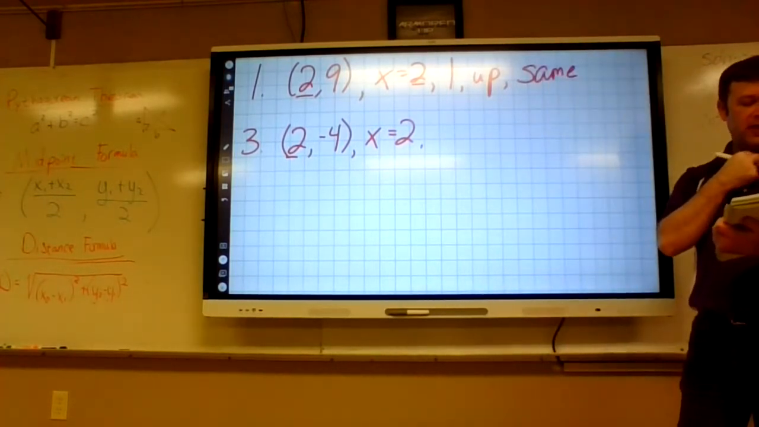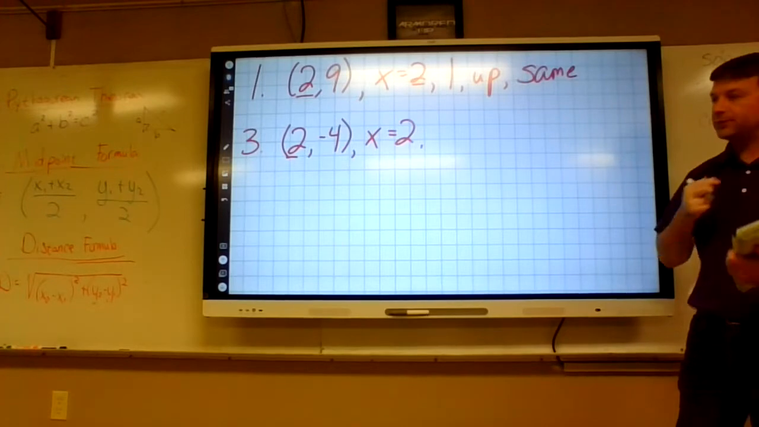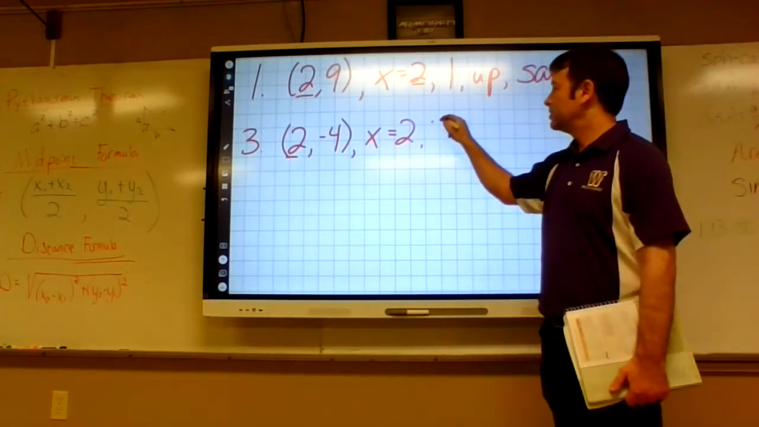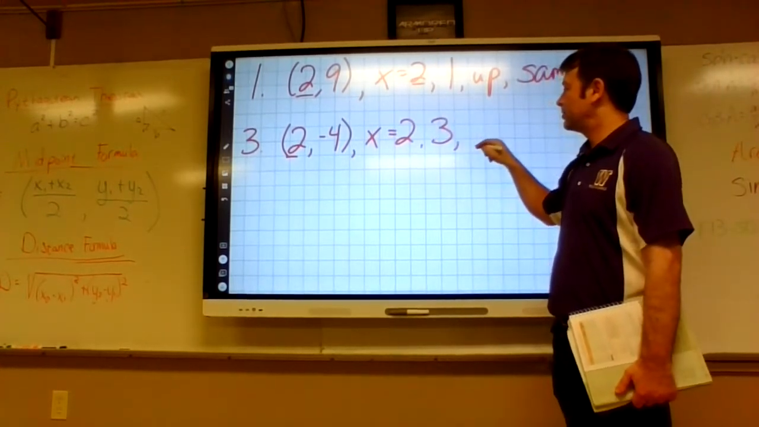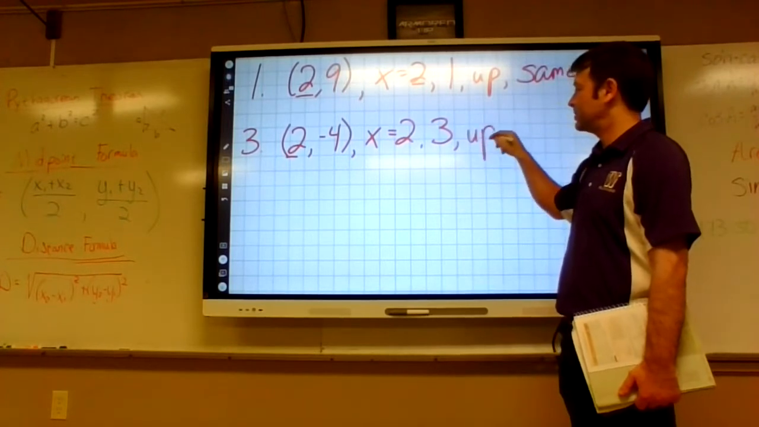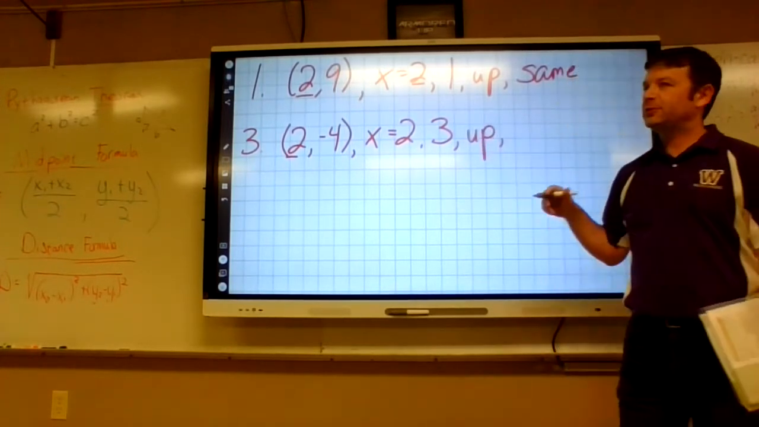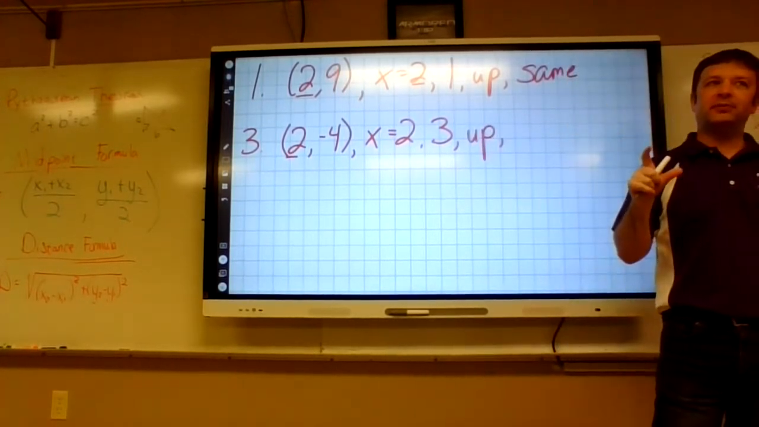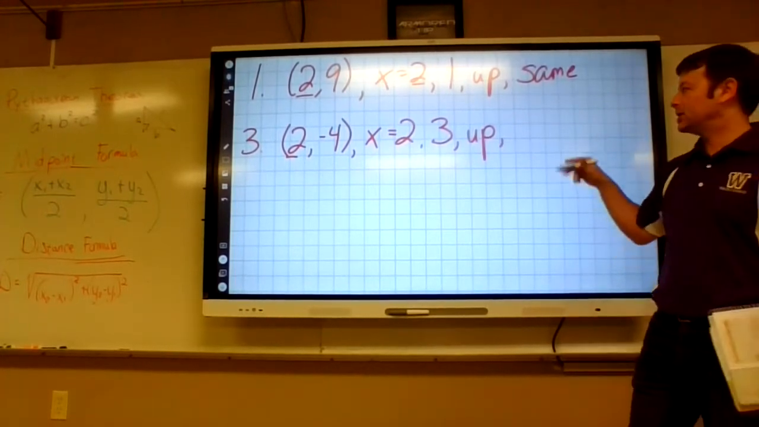What is the a value, the number on front? 3. Is that going to make the graph go up or down? Up. If it's positive, it's going to go up. And if it's positive 3, is it going to go up steeply? Steeply, yeah, steeper.